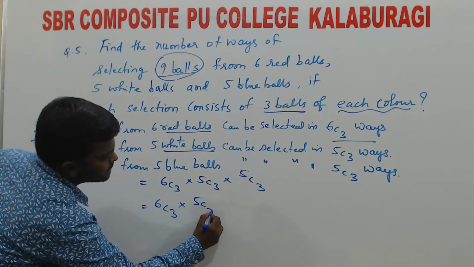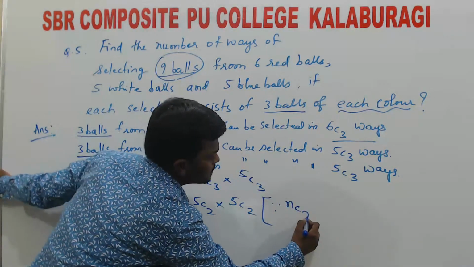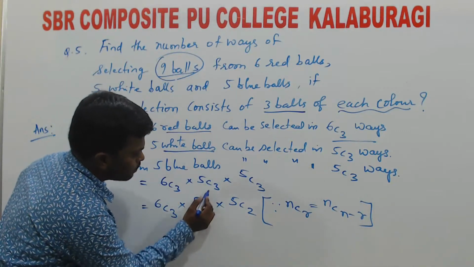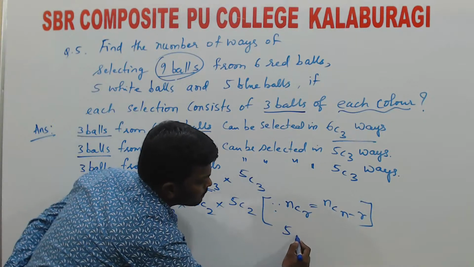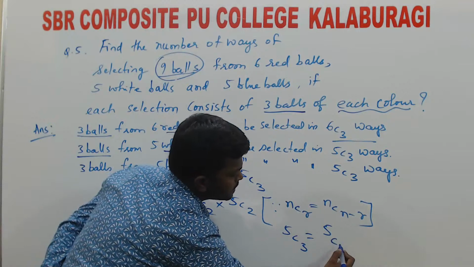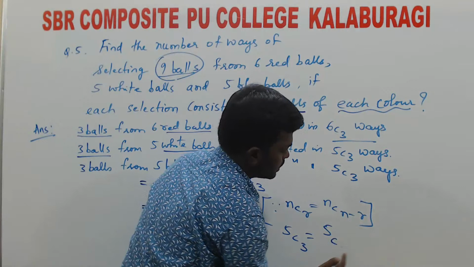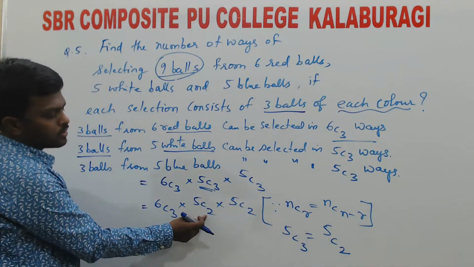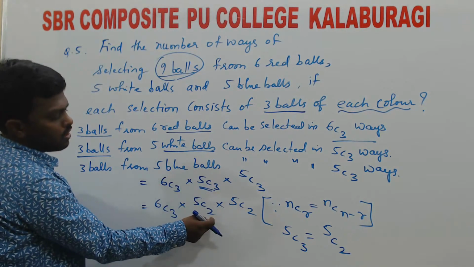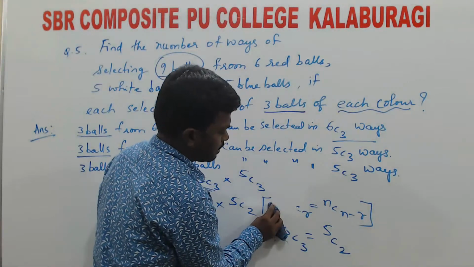So can I write this as 5C2 into 5C2? Why? Since nCr is equal to nC(n minus r). So what is n here? 5. And what is r? 3, which gives 5C(5 minus 3). So what is 5 minus 3, students? 5 minus 3 is 2. Okay, so you can solve in this manner also, or in that manner. Wherever necessary you can take the help.